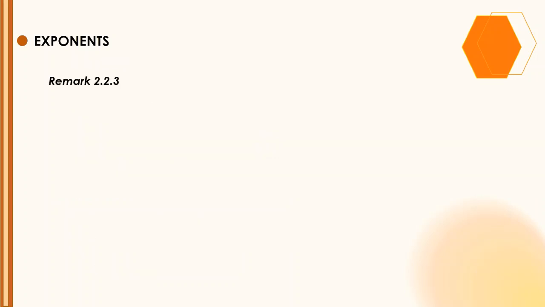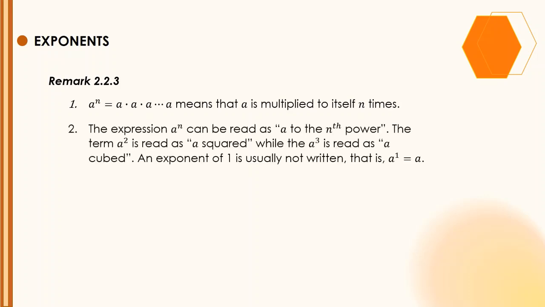Remark 2.2.3. Number 1, this expression means that a is multiplied to itself n times. Number 2, this expression can be read as a to the nth power. The term a to the power of 2 is read as a squared, while a to the power of 3 is read as a cubed. An exponent of 1 is usually not written, that is, a to the power of 1 is equal to a.